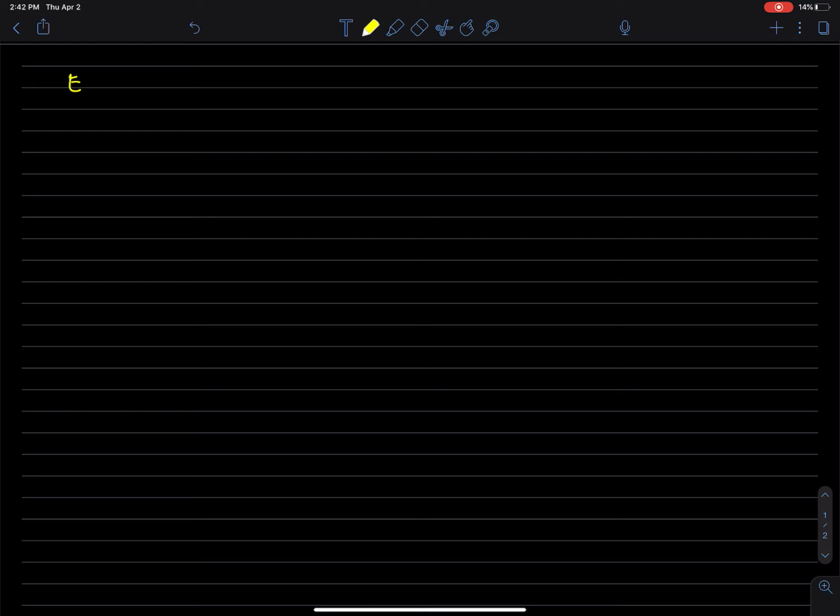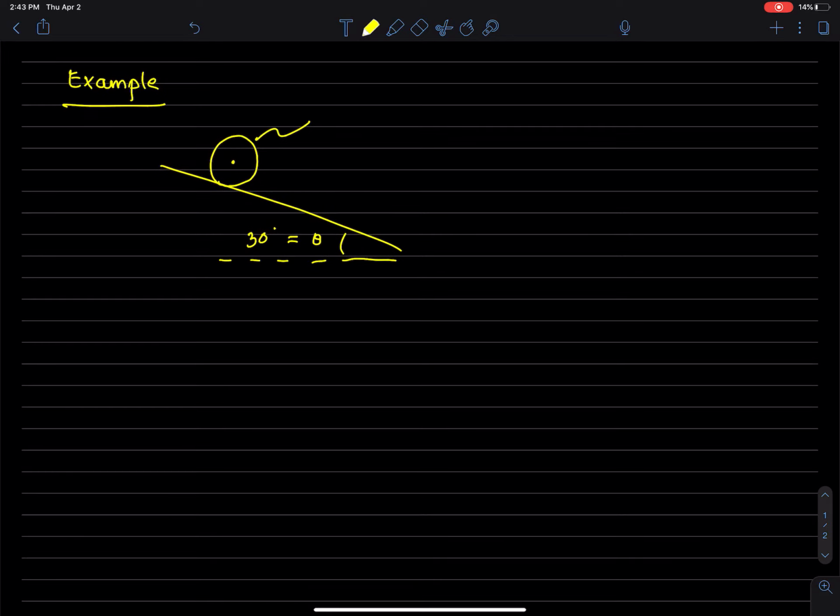Okay, here's an example of work energy principles applied to rigid bodies. Let's consider a slope with angle theta. Let's say theta is 30 degrees, but it doesn't matter. And we have an object, a disk, or some circular object.